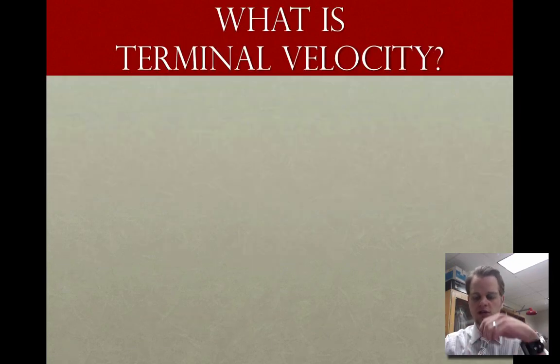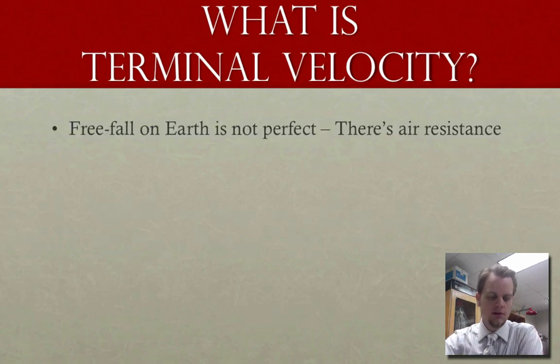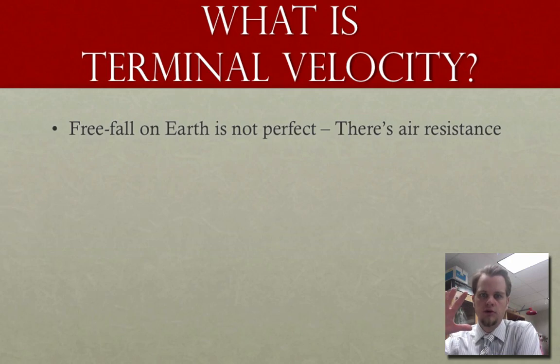So the first question really is what is terminal velocity? Well, let's talk about this. Free fall on the Earth is not perfect. If there was no air on the Earth, everything would fall or accelerate at negative 9.8 meters per second squared, right? It would keep getting faster and faster by the exact same amount.